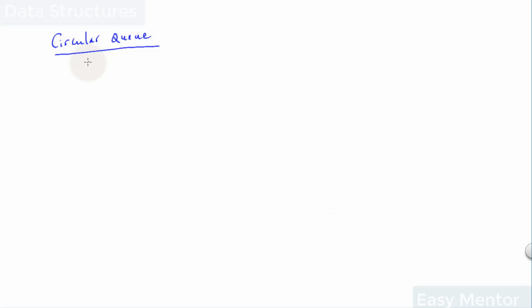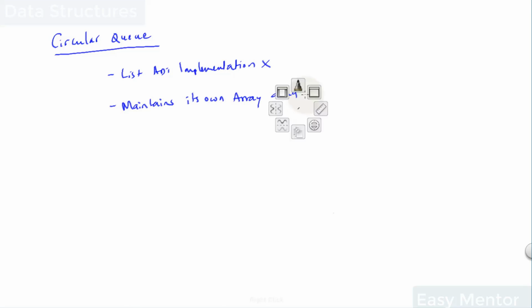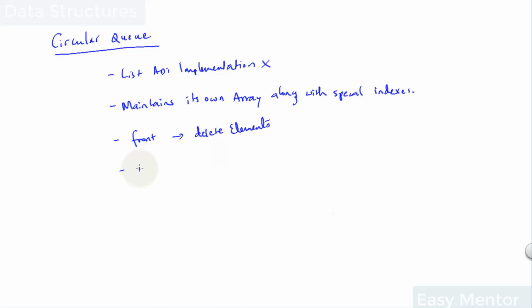We have to maintain our own array as the data structure and perform operations on the array, and we have to move away from having to use the list abstract data type implementations. So this doesn't use the list ADT implementation, but instead maintains its own array along with special indexes. Those special indexes are called front, using which we delete elements from the array, and rear, using which we insert elements into the array.